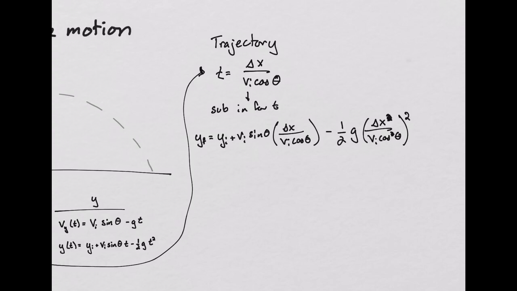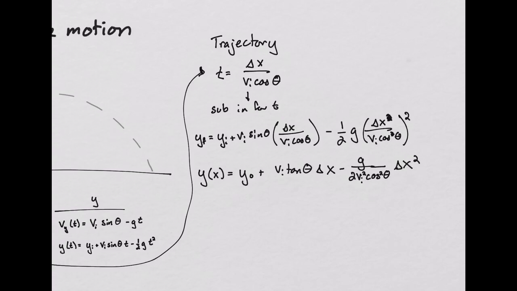A little simplification where we combine the sine and the cosine to a tangent gives us our final expression. y as a function of x is equal to the initial y position plus the tangent of theta times the change in x position minus gravity over twice the initial velocity squared times cosine squared theta times the change in the x position squared.